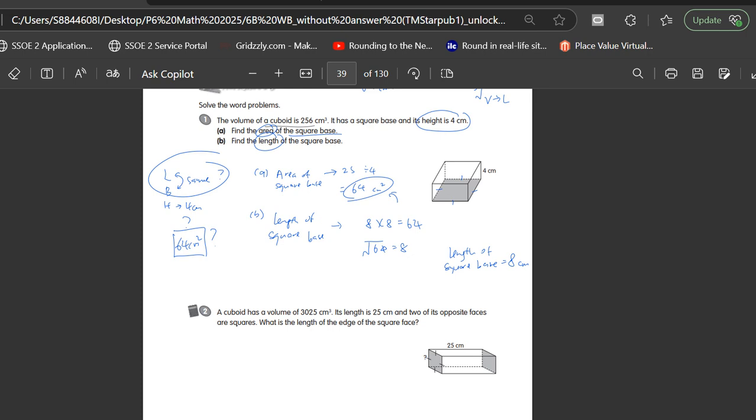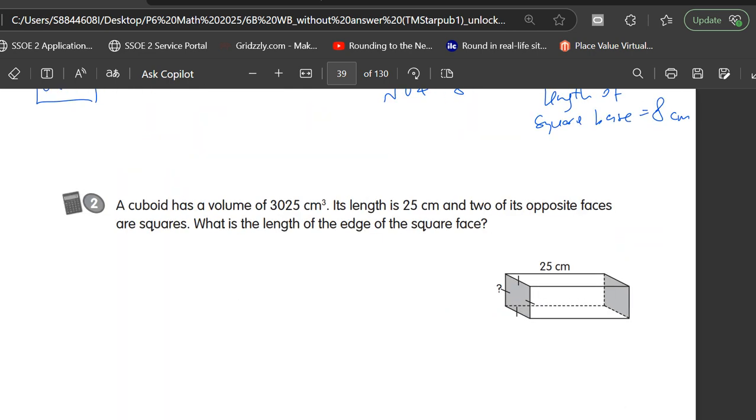It has a square base. This one has a square side, the cuboid. The 2 opposite faces are squares, which is actually the same design as question number 1. The base is a square. Then the ultimate question is asking for the length of the edge.